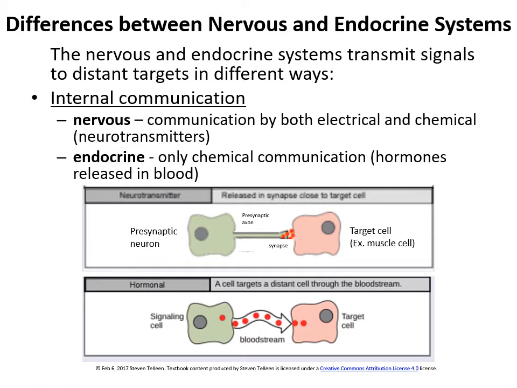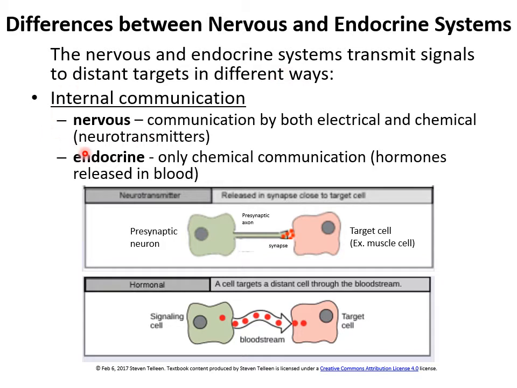So there are lots of similarities yet differences between the nervous system and the endocrine system. The first similarity is they are both modes of communication, where one part of the body is able to communicate with a remote part of the body.